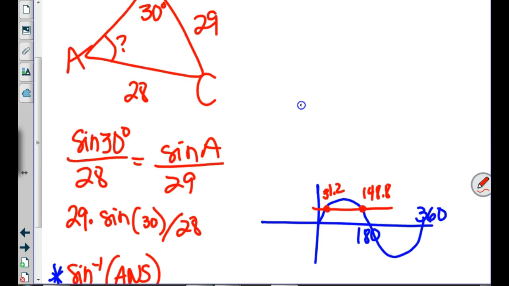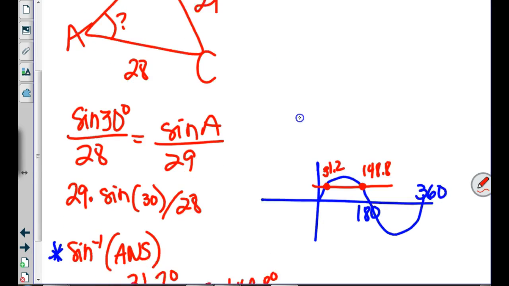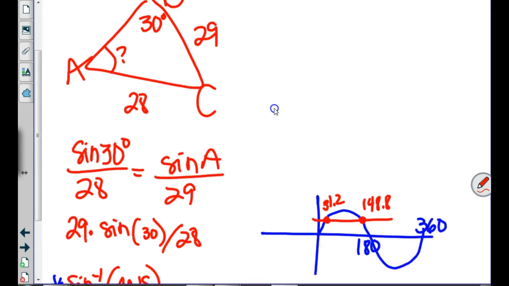Comments? They both work? 148.8, can this one be 148.8? Or 31.2? If it was 148.8, we'd have 178.8 degrees, but it would still leave something for C. I know some of you just want to go, well, that's just not right, but it does work. Both of those would work. You would just have a really tiny angle over here.